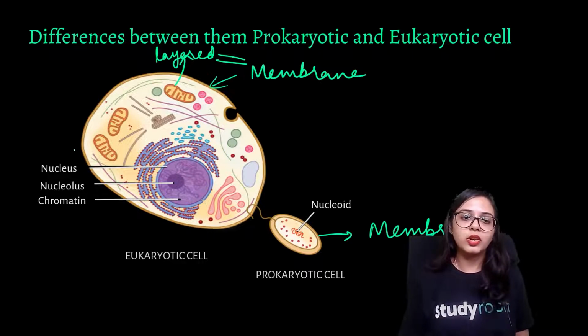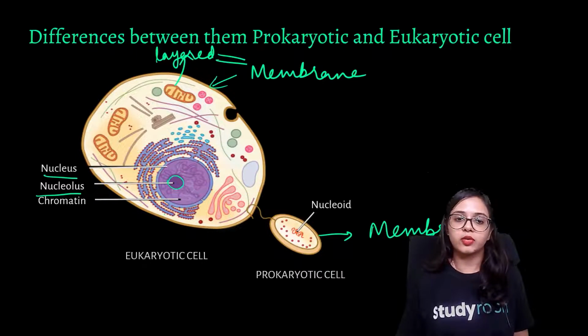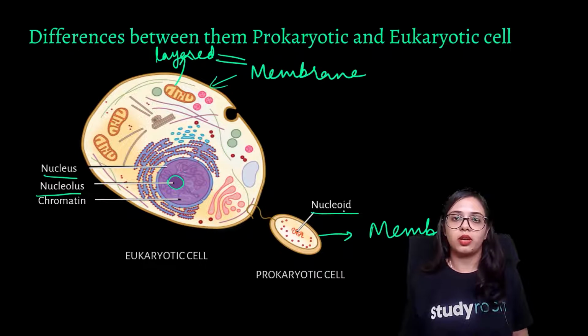And you have a distinct nucleus and nucleolus present in the eukaryotic cell. This is the nucleus, and inside this bigger structure you have another smaller spherical structure. This is your nucleolus, whereas in the prokaryotic cell there is just this nucleoid, or you can also call it the nucleic acid, and that's it. There is no spherical body present over here in the prokaryotic cell.